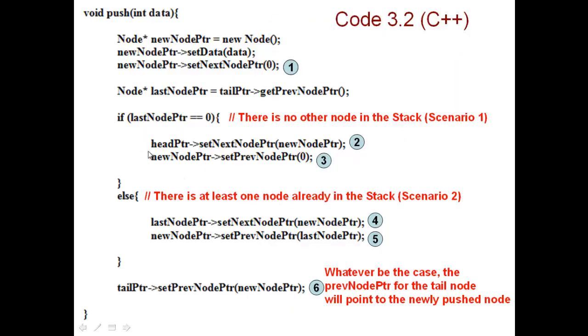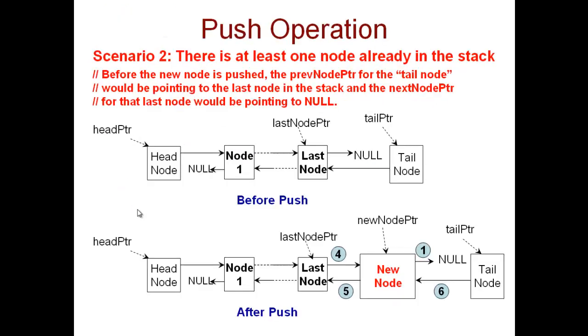So we were in the if block, so we cannot go to the else block. We come out of the if-else block, and you are doing this here: tail pointer's previous node pointer is set to the new node pointer. So the tail node's previous node pointer will be set to the address of the new node that we just created. So this is if the stack is currently empty. That means the tail node's previous node pointer was null, which is stored in the last node pointer. Now if the stack is not empty to begin with, then the last node pointer will not be null, so you get the else block, and that is this scenario here.